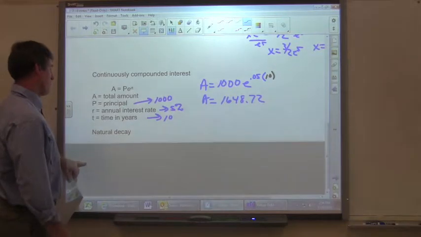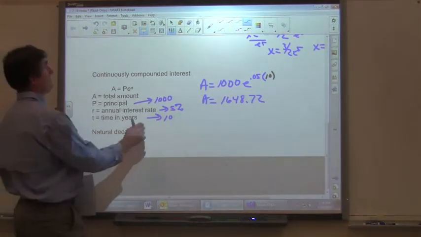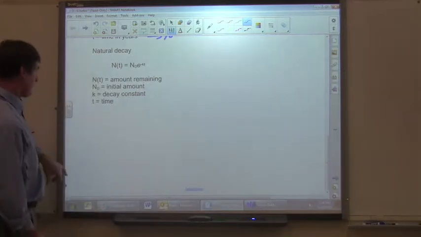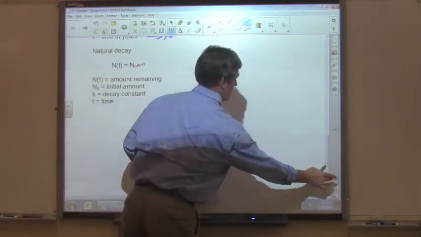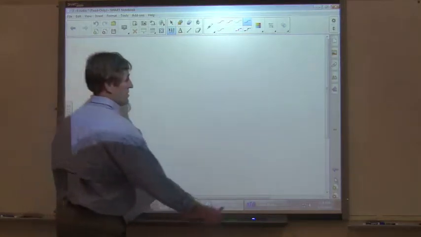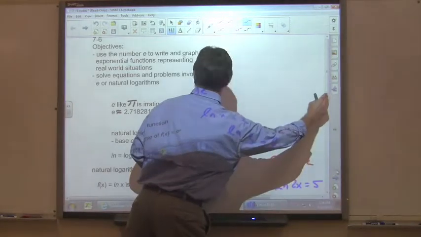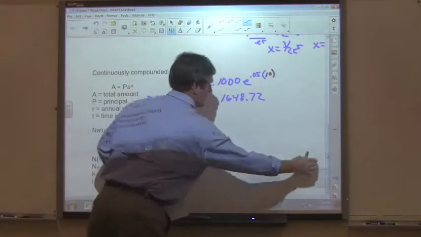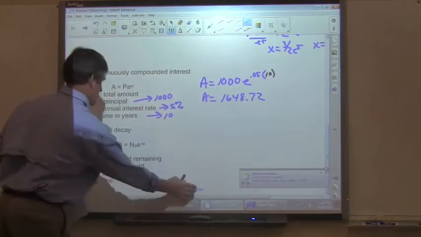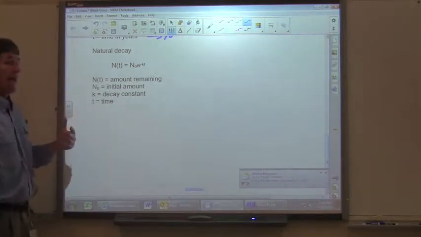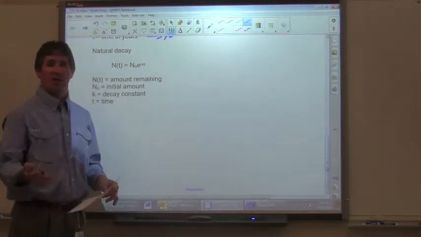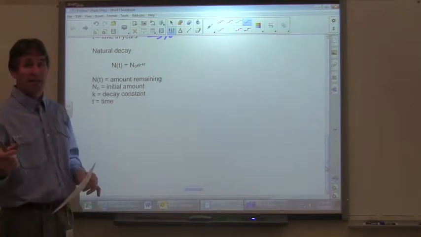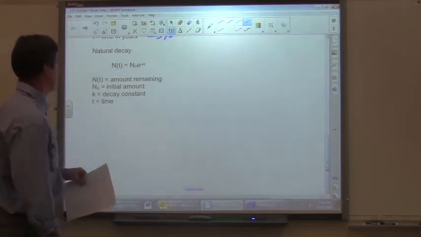Another type of problem you're going to work with is natural decay. And natural decay, you find this a lot with paleontologists, when they try and figure out how old bones are, they can use carbon dating to do that. And so this is an example of this.